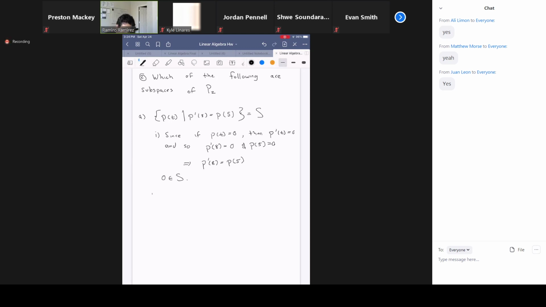So now it's 2. Let, I guess, P1 of T and P2 of T be in S. Then, okay, well, then what? Then observe the following. In order for it to be a member of S, it has to satisfy this. So I guess hold on. Let me see.